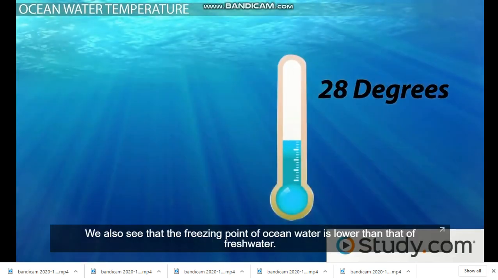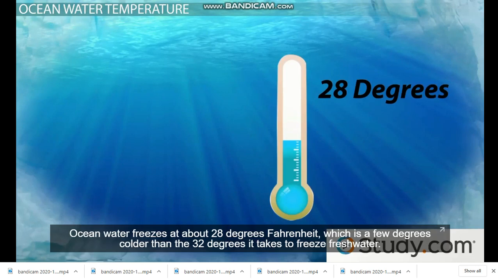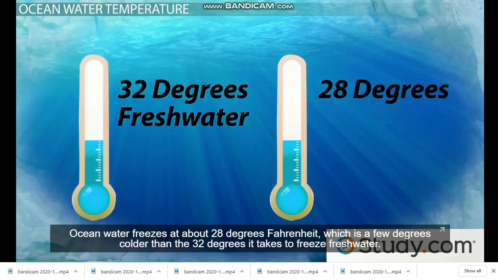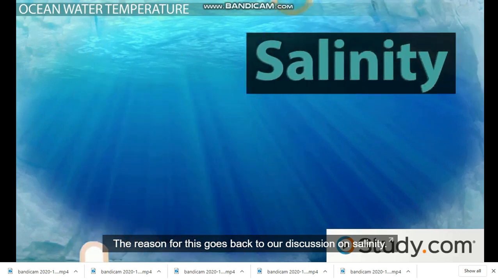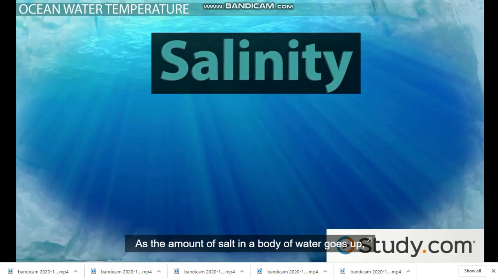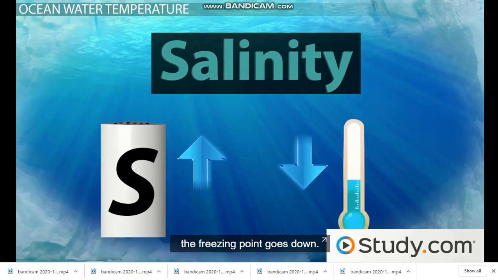We also see that the freezing point of ocean water is lower than that of fresh water. Ocean water freezes at about 28 degrees Fahrenheit, which is a few degrees colder than the 32 degrees it takes to freeze fresh water. The reason for this goes back to our discussion on salinity. As the amount of salt in a body of water goes up, the freezing point goes down.